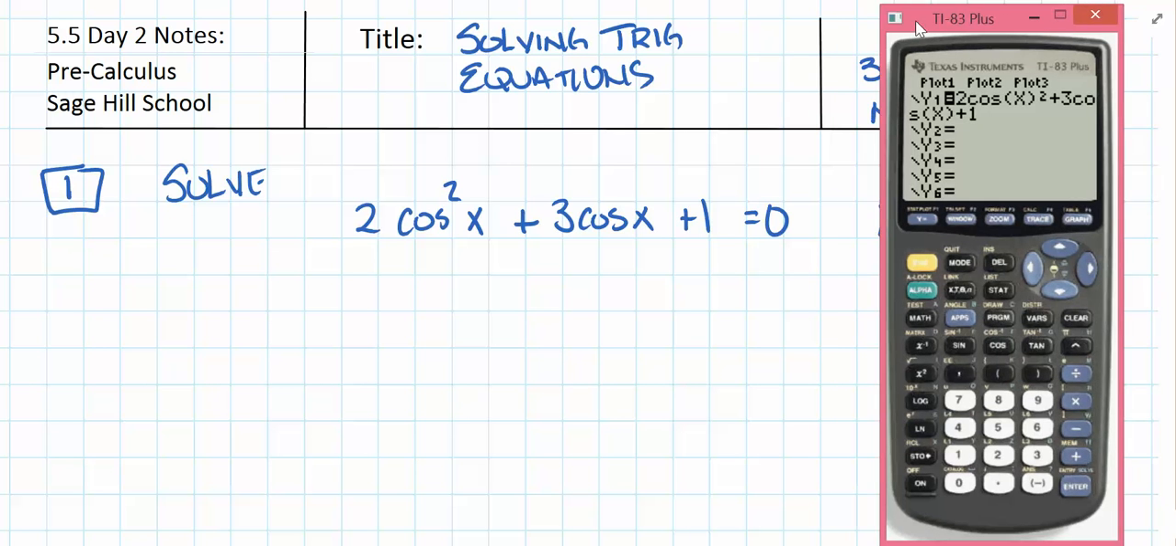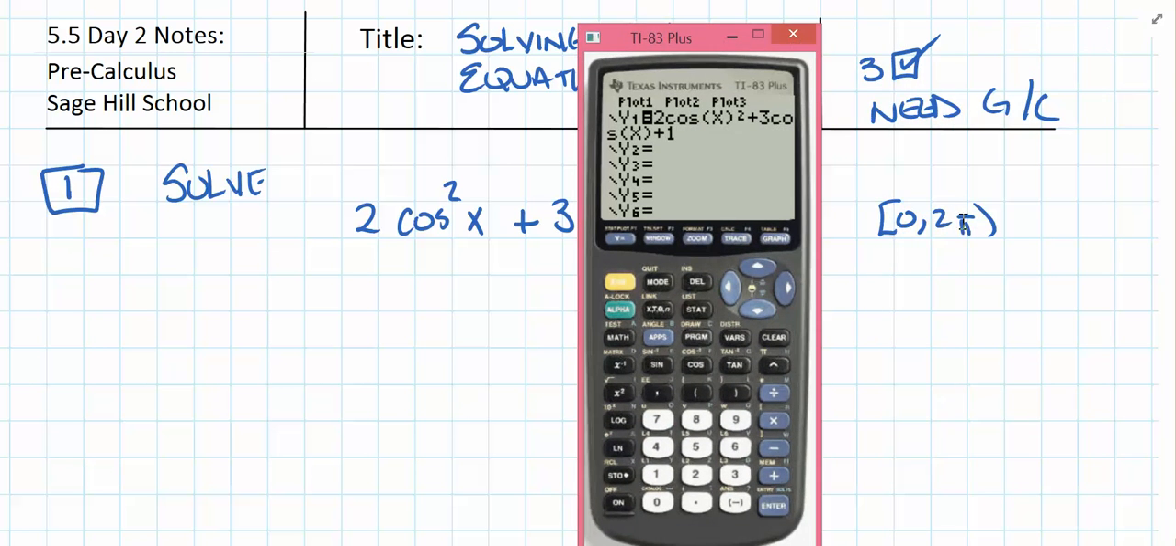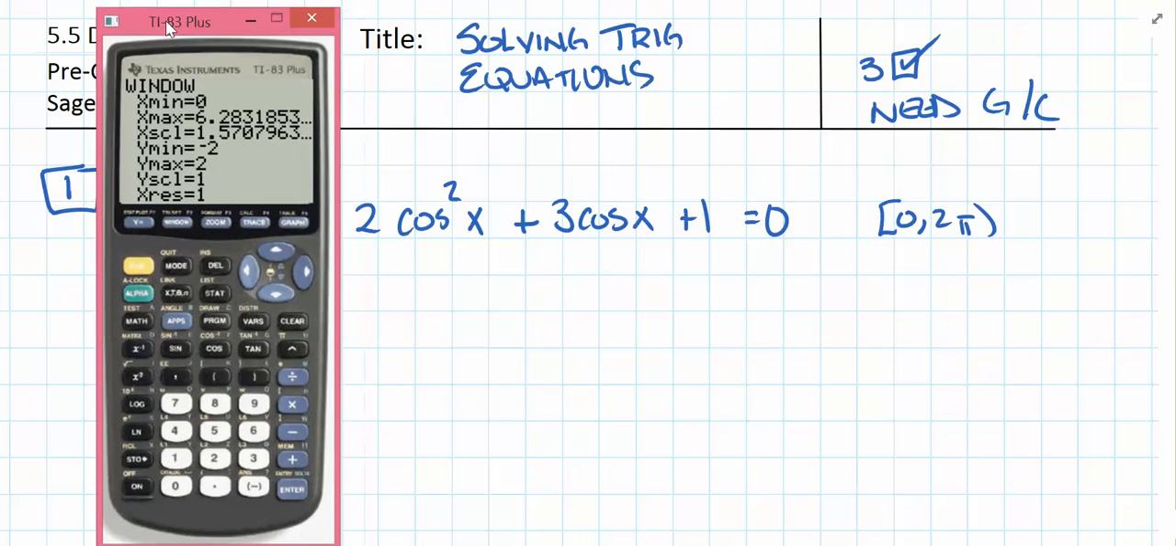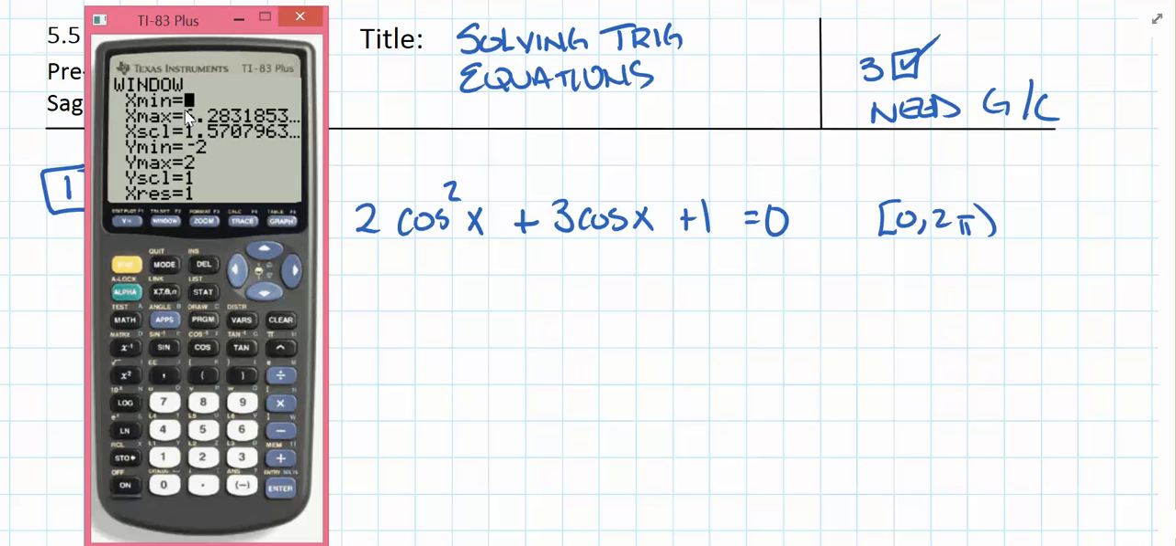Now, because we have a very specific domain, namely 0 to 2 pi, we're going to make our window match our domain, okay? So we are going to go from 0 to 2 pi. My lowest x is 0. My highest is 2 pi. My scale, I'm going to go in terms of the quadrants. So I'm going to go in terms of pi over 2s. So pi over 2, pi, 3 pi over 2, and then all the way back around to 2 pi.